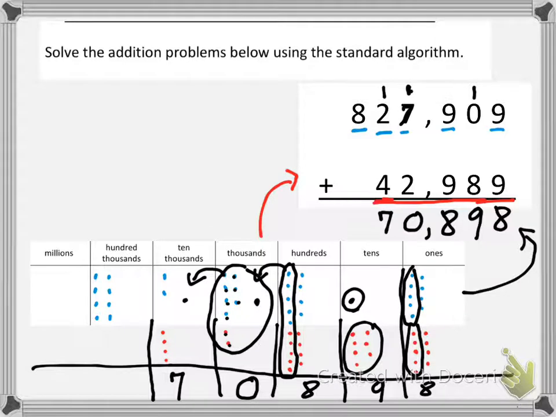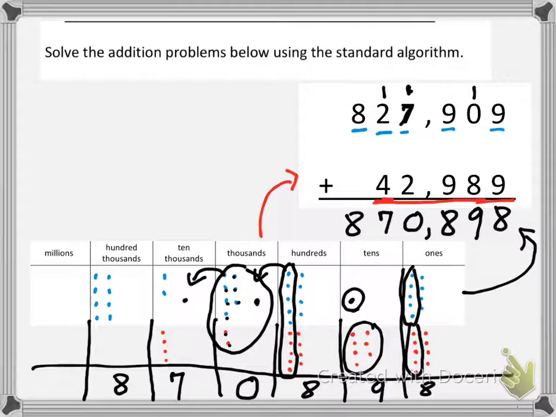And lastly, we're now in the 100,000s. And we just have what's left over. We just have 8. So now we can go back to our standard algorithm. 8 plus 0 is 8. So our answer is 870,898.